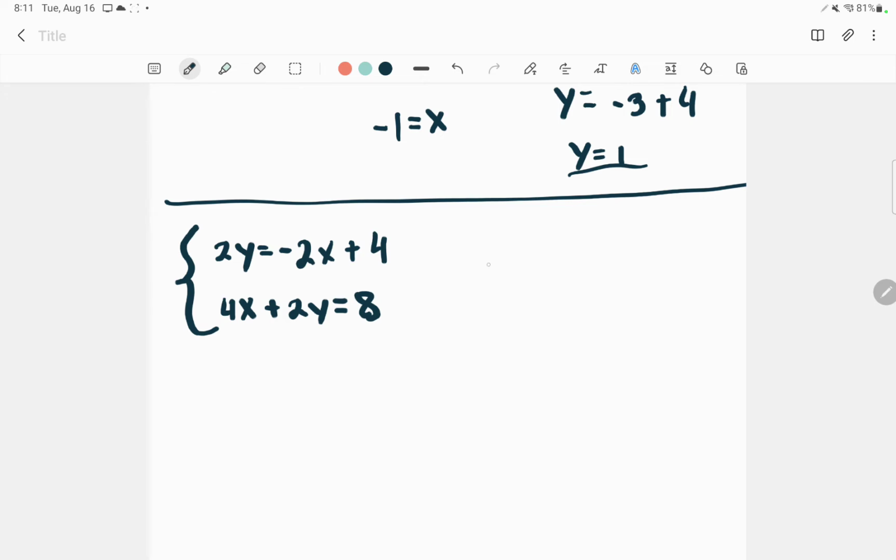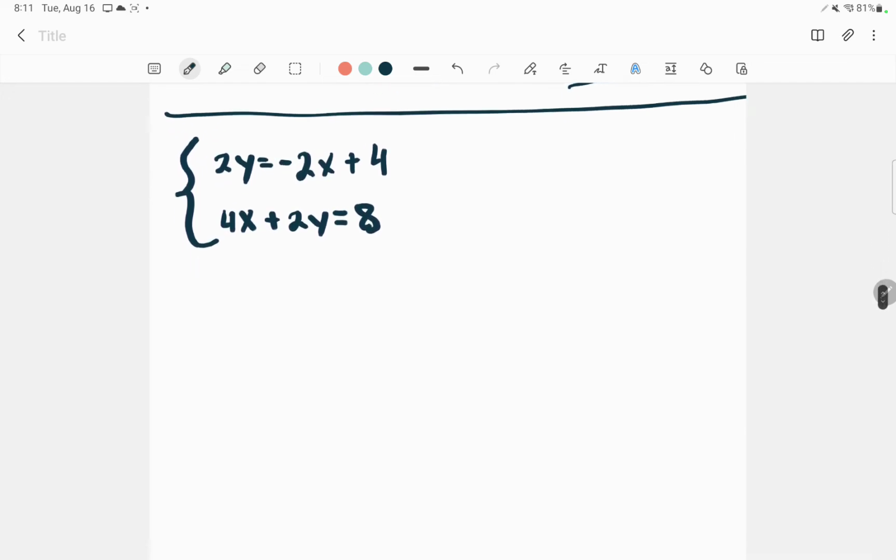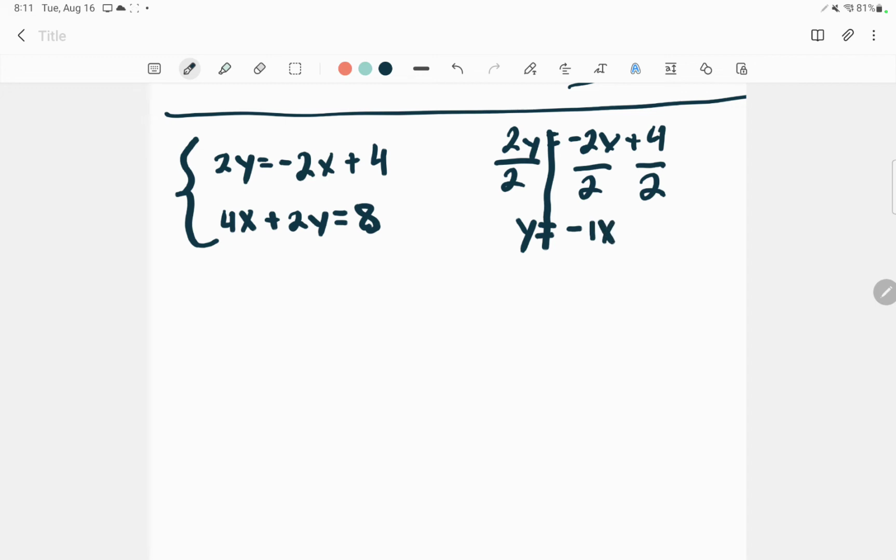Now that you're back, I'm actually going to go ahead and solve it. First thing, I'm going to try and make my top equation again equal to y. So I'm going to write it, 2y is equal to -2x plus 4. I'm going to go ahead, everything I'm going to divide by 2. I'm going to get y is equal to -1x plus 2. Okay, that's my first equation.